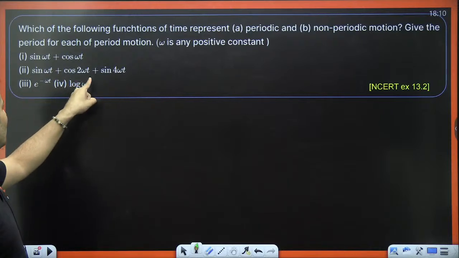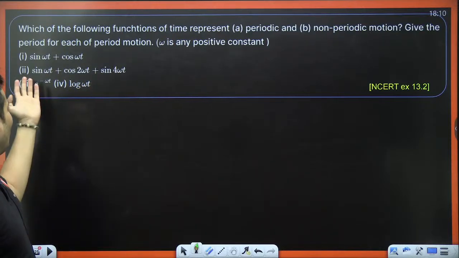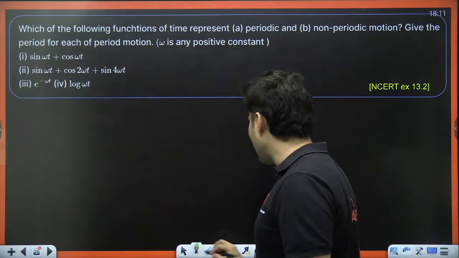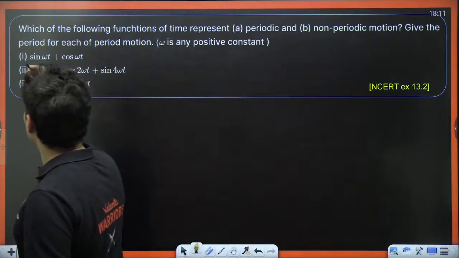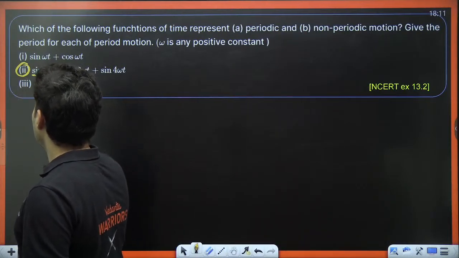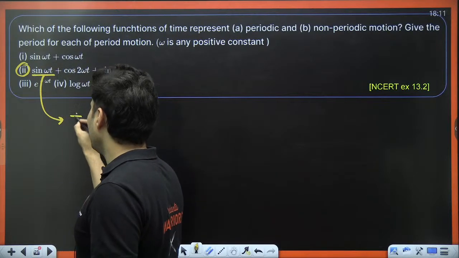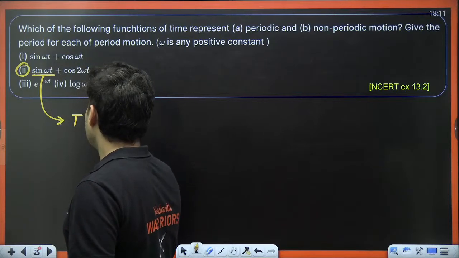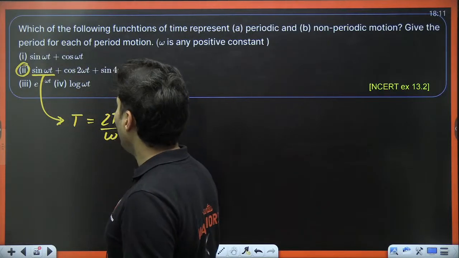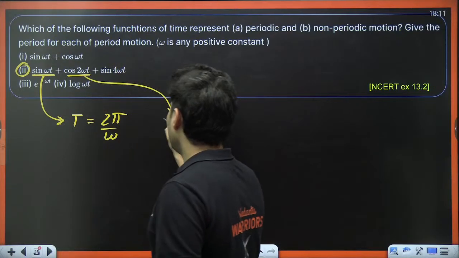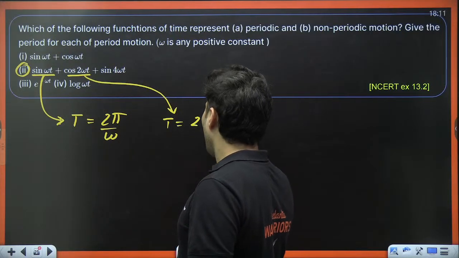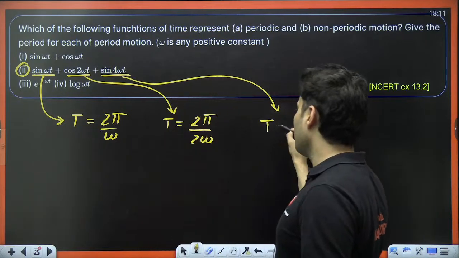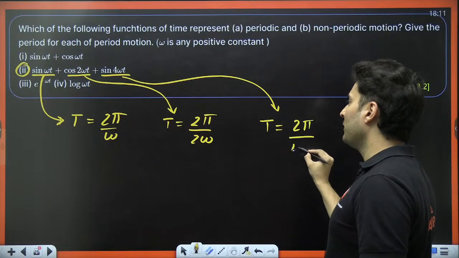It says sin omega t plus cos 2 omega t plus sin 4 omega t. What do you think? There are three functions together, just added together, that's all. If you look at this, sin omega t has a time period of basically 2 pi by omega. Cos 2 omega t has a time period of 2 pi by 2 omega, and sin 4 omega t has a time period of 2 pi by 4 omega.